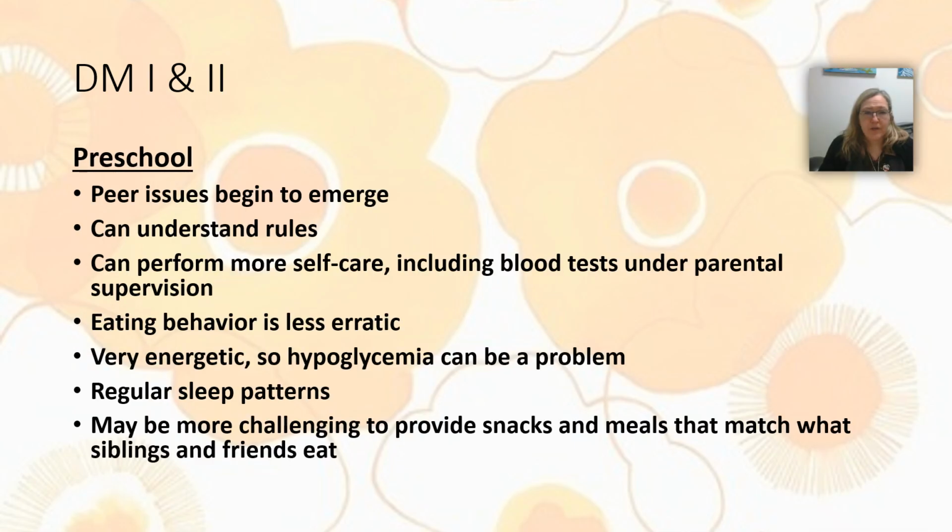When kids are a little bit older and they start to go to preschool, they can understand rules a little bit better, and they're a little bit less likely to test the limits at this point. Their eating behavior is a little bit more erratic at this period, so it can be hard to get them to eat at the exact right time that you want them to eat.